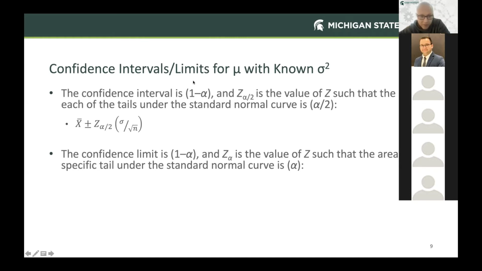And then similarly, in the case of our confidence limits, the lower limit would simply be X bar minus, in this case, since we're concerned with just one side of that distribution, we would use Z sub alpha instead of alpha over 2 times our same quantity sigma over the square root of n. And similarly, the upper limit in this case would be the sample mean plus that same quantity, okay?